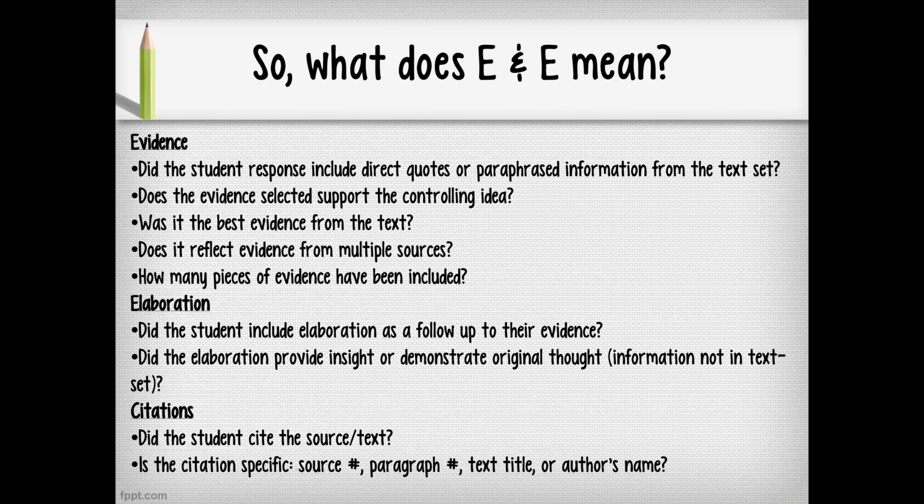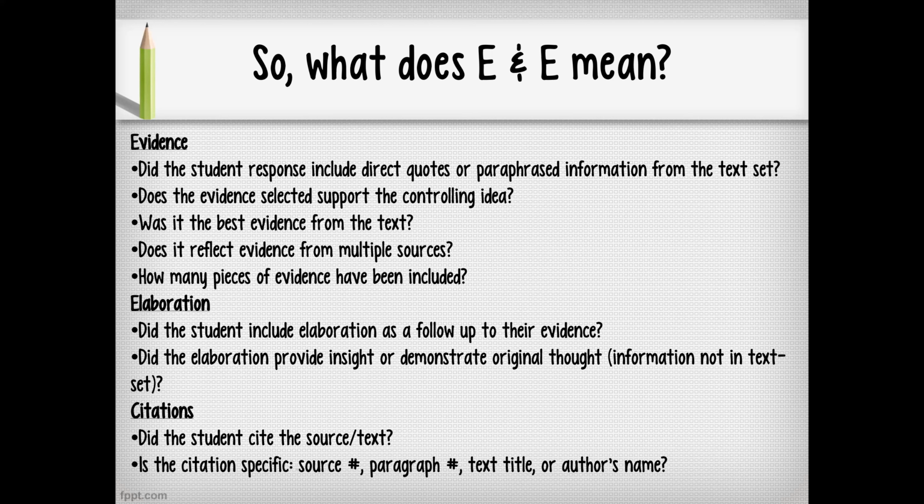Now for evidence and elaboration, kind of in a gist, what does this mean? It's really all about, did the student response include direct quotes or paraphrased information from the text set? So either are acceptable forms of text evidence, but they need to have that text evidence. Does the evidence selected support the controlling idea? So again, did they pick the best evidence or did they just randomly throw in information?